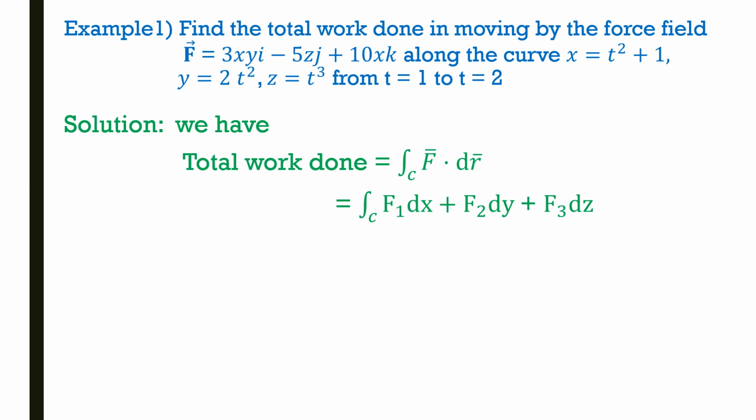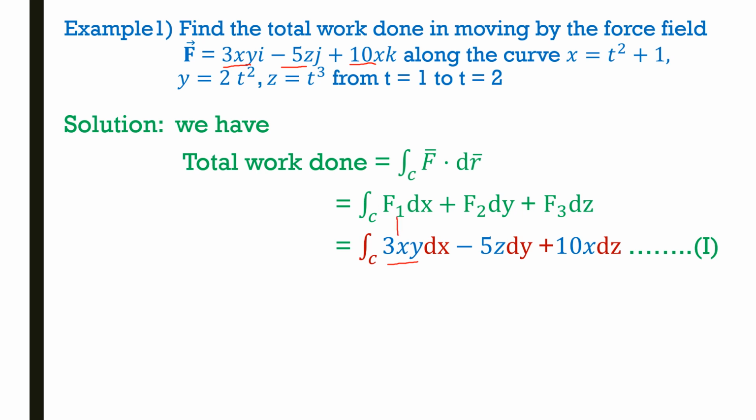Okay, so now see, this is your f1, this is your f2, minus 5z, and 10x is the f3. Okay, so you just put those values here. So 3xy, this is f1. This is your f1, this is your f2, and this is your f3, 10x. Okay, now call this as 1.